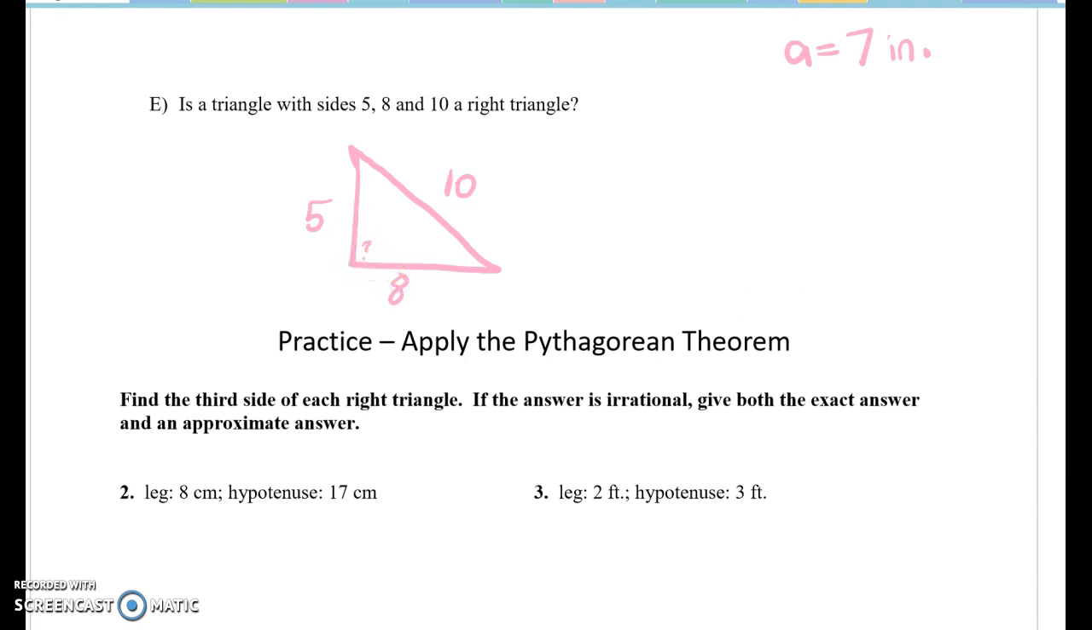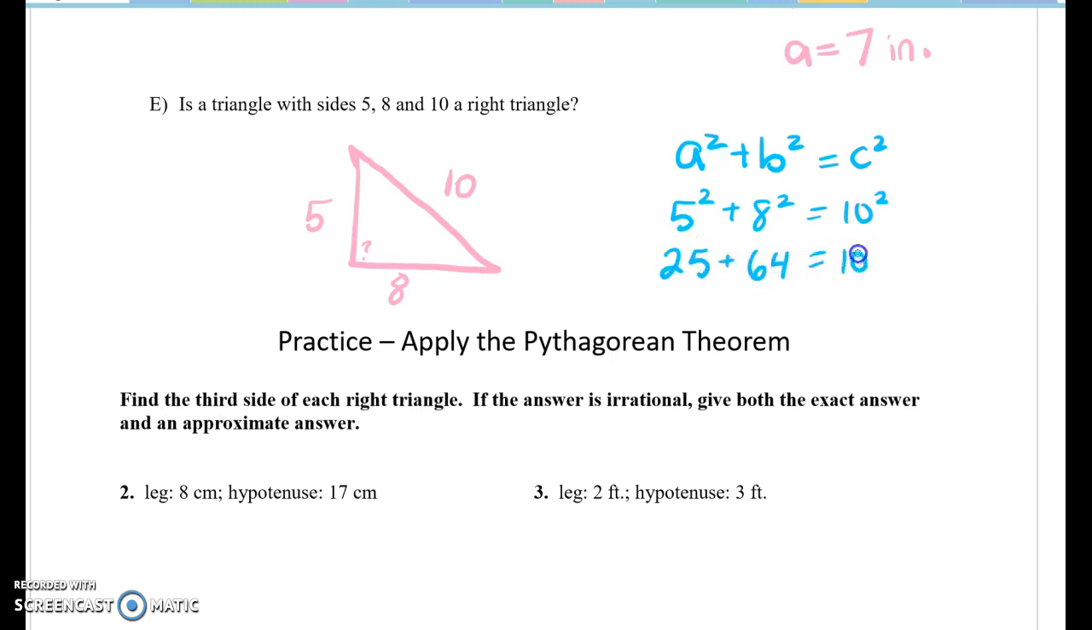And we are going to sub it into the Pythagorean theorem and ask ourselves, is what we get a true statement? Is 5 squared plus 8 squared really 10 squared? Well, that's 25. Then that's 64. And that's 100. So, nope.